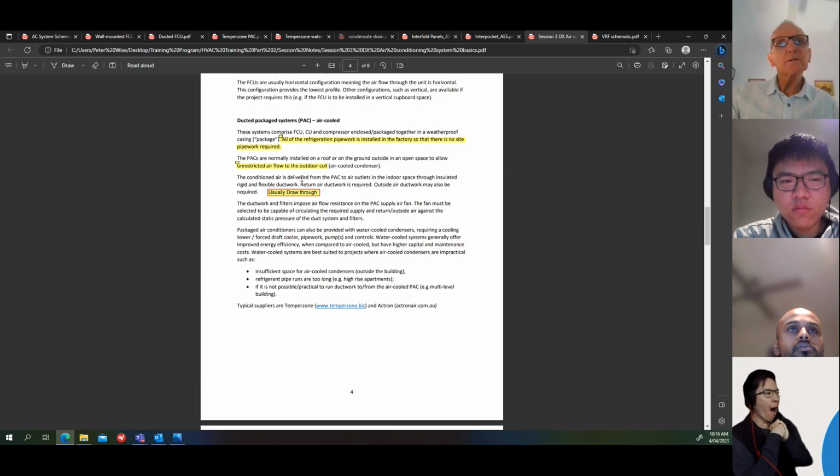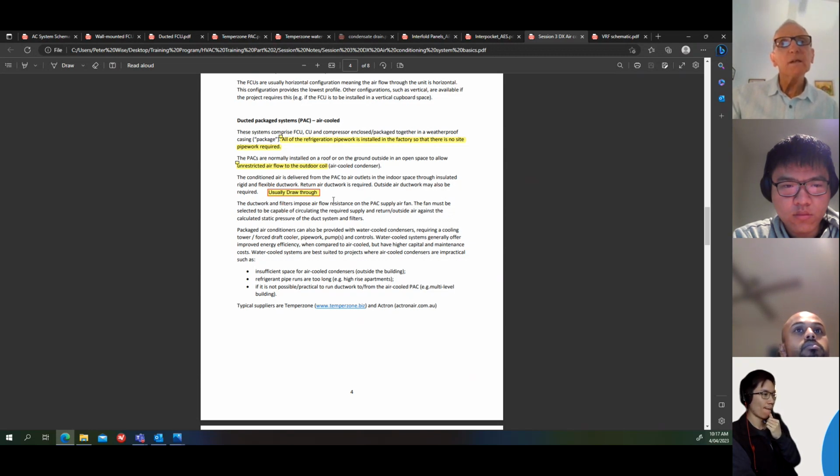Again, you've got ductwork delivering the conditioned air to the space through outlets, through insulated rigid and flexible duct. Return air ductwork is required. Outside air ductwork may be required. Generally, the outside air duct is just a short branch above the roof with the damper on it. These usually draw through.